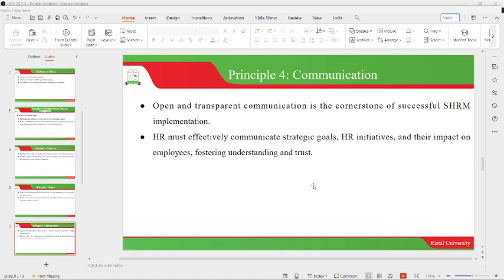Communication also helps to give feedback to the employees, especially after the performance appraisal is done. The feedback has to be given to the employees.